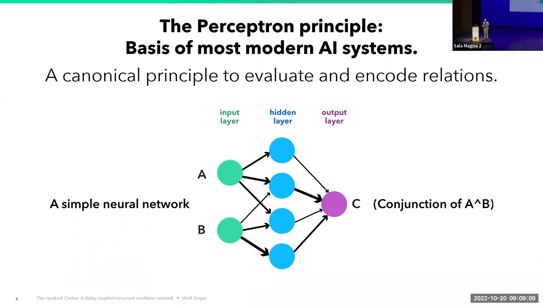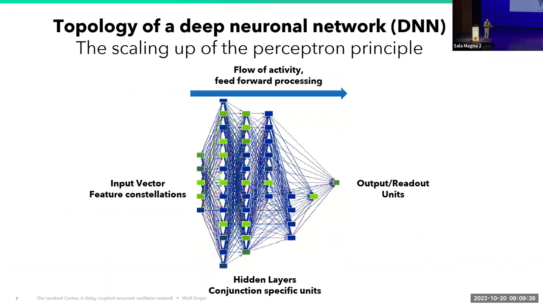If you have detectors for a component A and a component B, and you want to encode the presence of A and B, the best is to construct a conjunction-specific neuron, C in this case, by recombining inputs to this conjunction-specific neuron, and tweak the gain so that this unit will become active only if A and B are the case. Very simple principle, several decades old, and now scaled up in the topology of the deep neural networks.